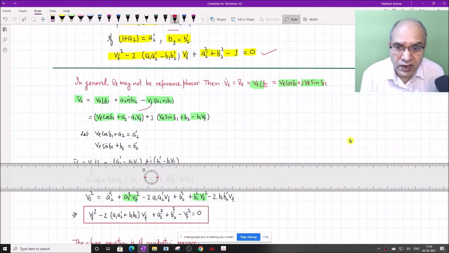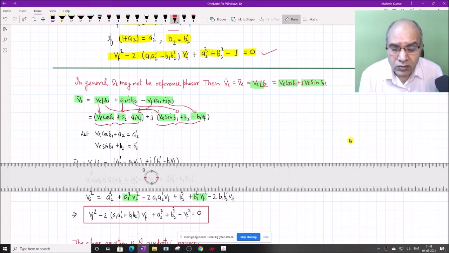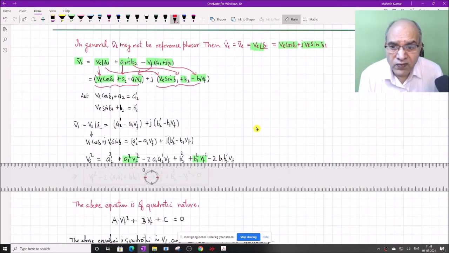So this is the real part here, there's another real part here, and the imaginary part goes here. This is the imaginary part, B2 goes here, and this imaginary part goes here. So this whole thing becomes the real part, and that becomes the imaginary part. Now we will have some simplification here.